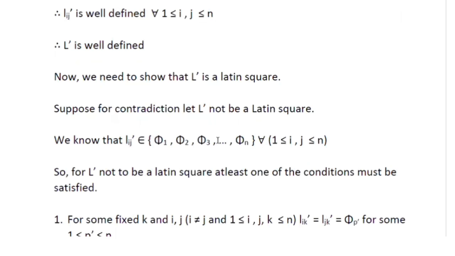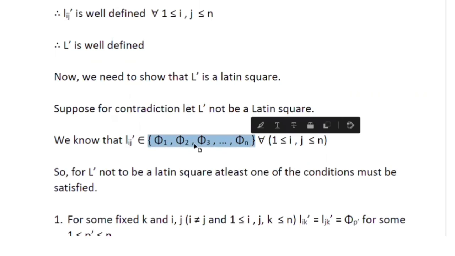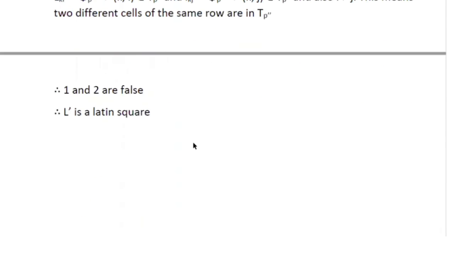All the elements belong to this set; there are only n possible symbols. Since all three necessary and sufficient conditions for a Latin square are satisfied, L' is a Latin square, and we have just proved the theorem.